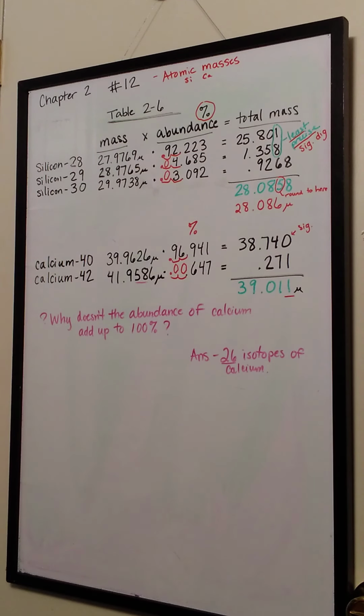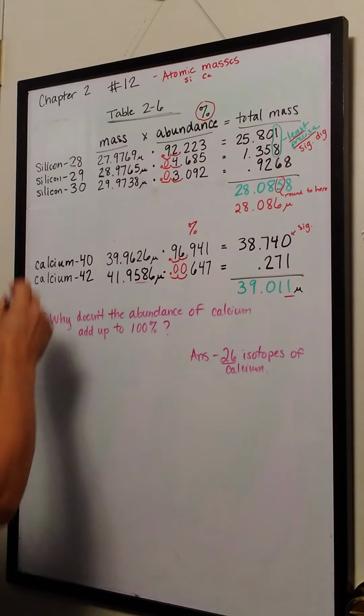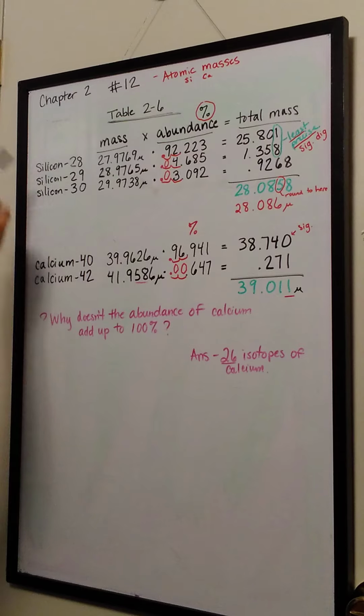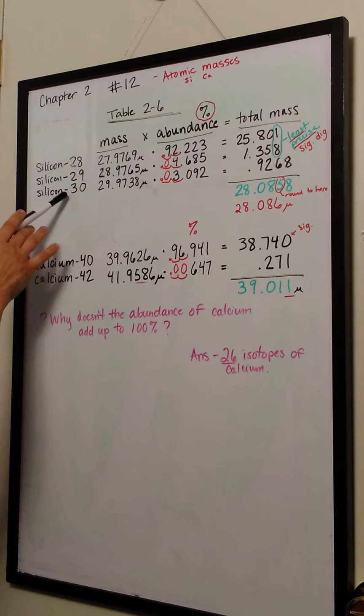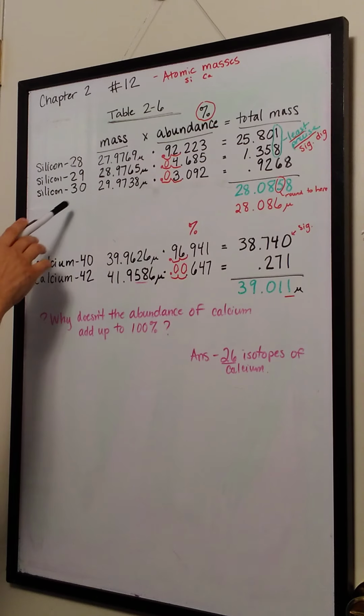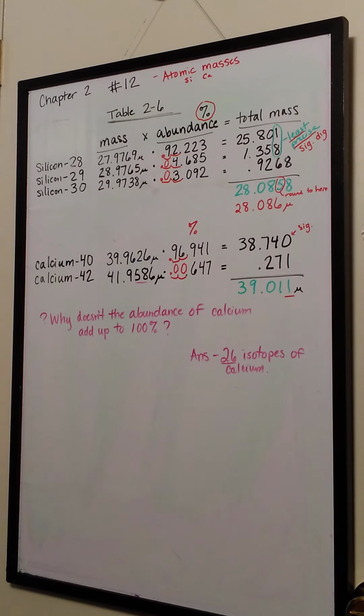We're going to use them to calculate molecular masses, the mass of a molecule, by adding up the masses of the atoms that make it up. So they're asking for silicon and calcium, and we did silicon here. 3 isotopes are in the table, 28, 29, 30. This is the mass of each of those isotopes in the unified mass unit.